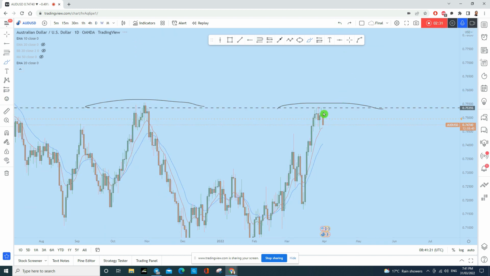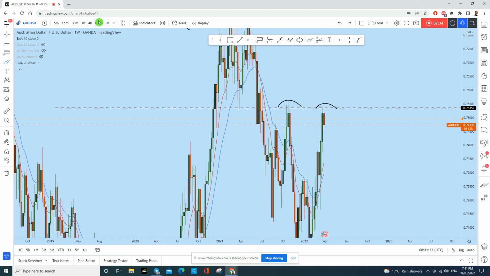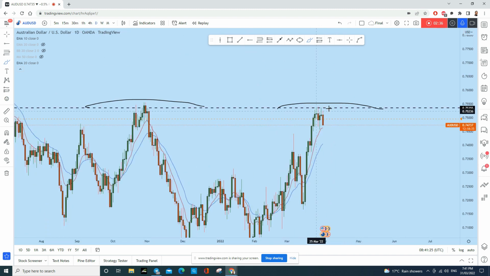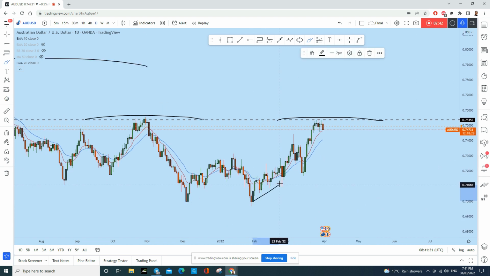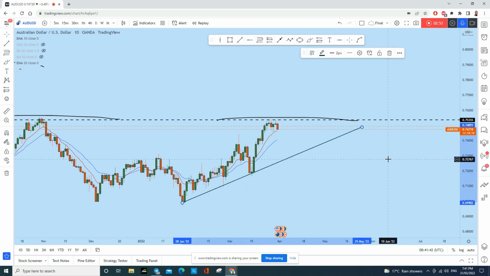The price came to the same level of resistance, created a lower high on this daily time frame, and we see a significant rejection to the downside, and we can expect Aussie dollar to come back at least to this trend line, which can definitely give us a significant trading opportunity. So let's draw this daily trend line. Let's assume that the price drops at least back to this trend line.